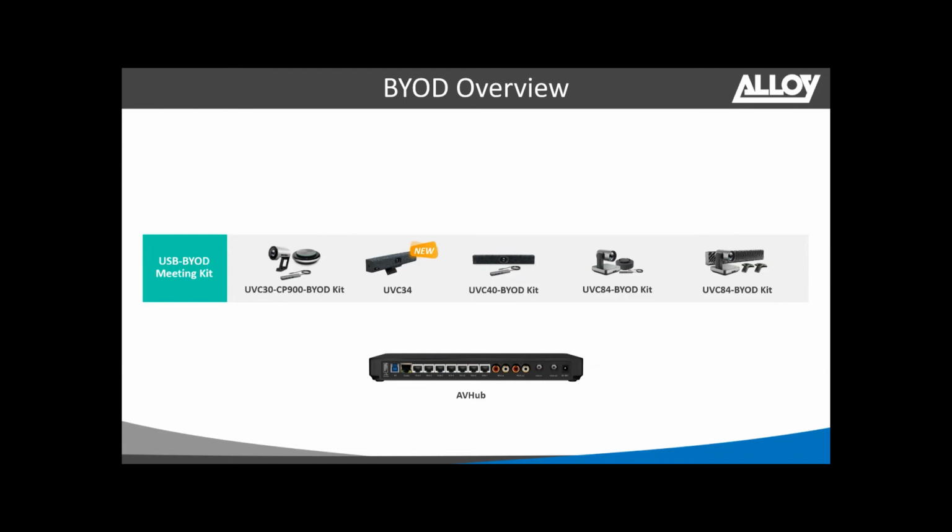Now, like I was saying before, we can connect a UVC84, we can connect a UVC86 via USB to our PC. We can then connect Yealink's speakers, their ceiling mics, their table mics, their wireless mics. All of this can be connected in a BYOD kind of setup. And not only can we connect those devices, but we can also use the new AV hub as well. So we can use the AV hub as a multi-camera solution in a BYOD setup.